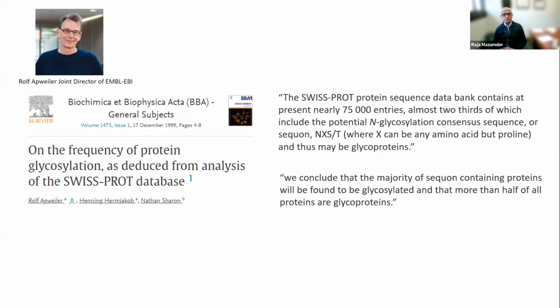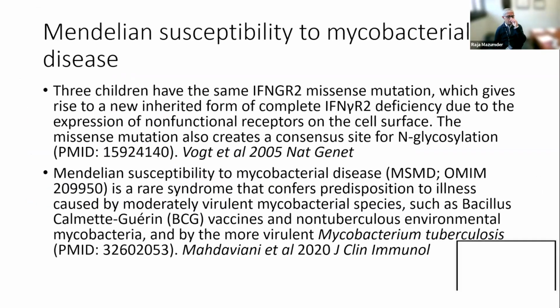In that paper, they say the SwissProt protein sequence data bank contains 75,000 entries, almost 2/3 of which include the motif for N-glycosylation, N-X-S or T, and thus maybe they could be glycoproteins. Based on that paper, they conclude that the majority of the sequence-containing proteins will be found to be glycosylated, that more than half of all the proteins are glycoproteins. And this also emphasizes something that Mike was talking about.